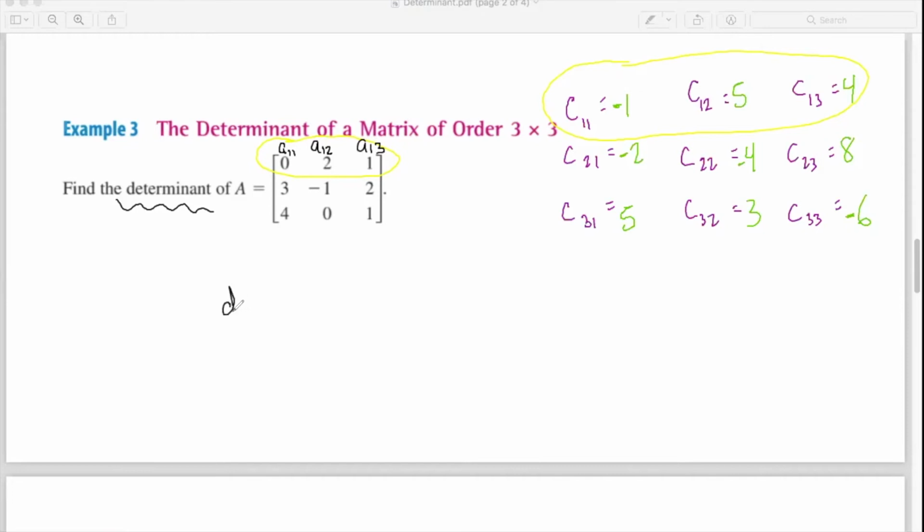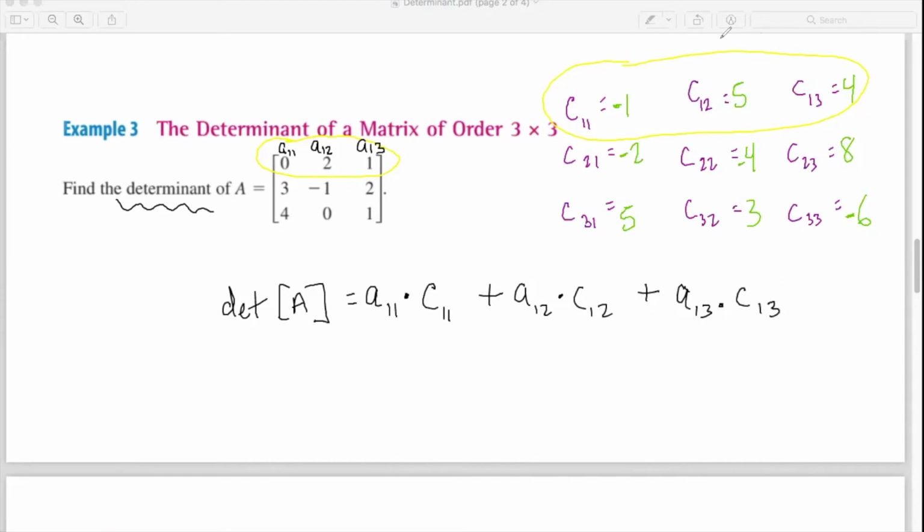So to find the determinant of matrix A, what you do is the following. You take this element here, which is called A11, and you multiply by its matching cofactor, which is C11. Plus, now you take the next element in that row, which is A12, times C12, and then you finally add the last element in the row, A13, times its matching cofactor, C13.